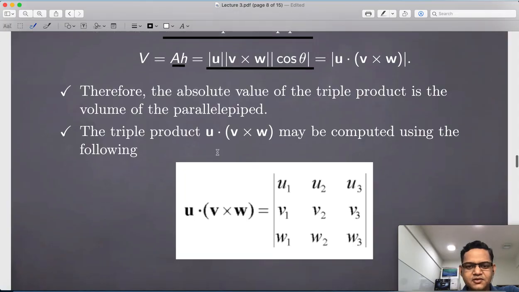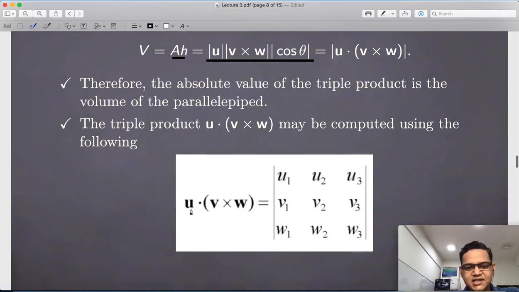Now, as I said, I had not written u dot v cross w in terms of u1, u2, u3 and the other components, and you can do that. You can do that and see that u dot v cross w can be computed by this determinant. Because here everything is a number, and you can find this determinant. So basically, in one go, you can find the volume of the parallelepiped formed by u, v and w by just computing this determinant.